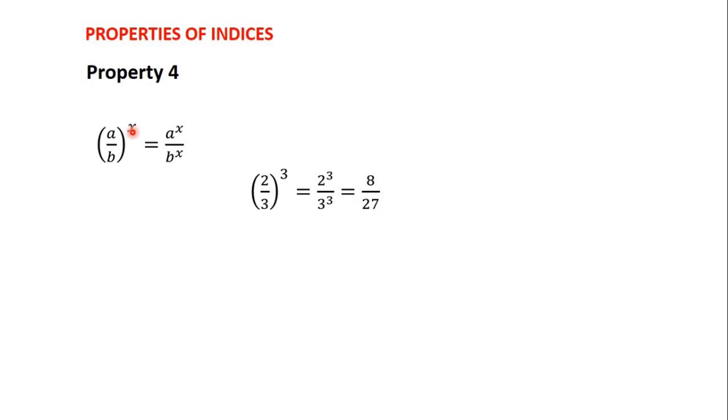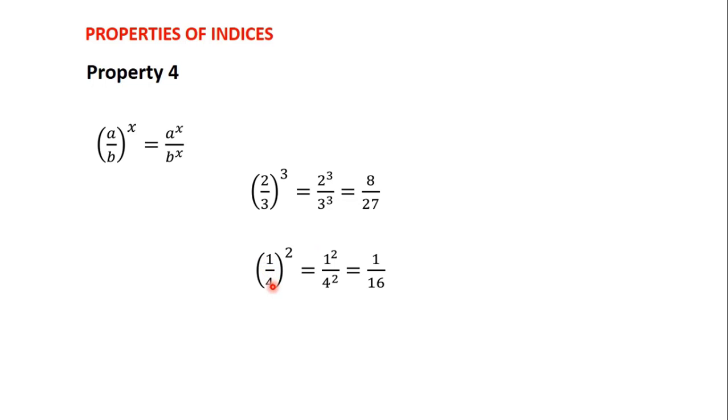So all you need to do here is to distribute the x to a and to b. So you are going to have a exponent x divided by b exponent x. So in this example, you distribute the 3 to 2 and 3. So you have 2 exponent 3 and 3 exponent 3.